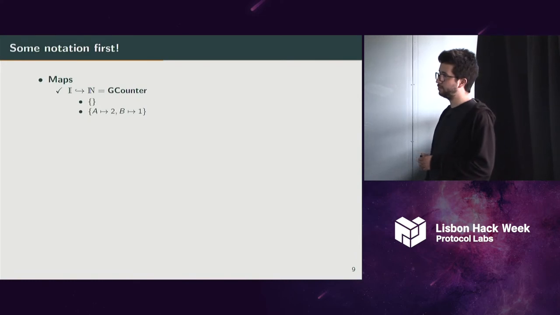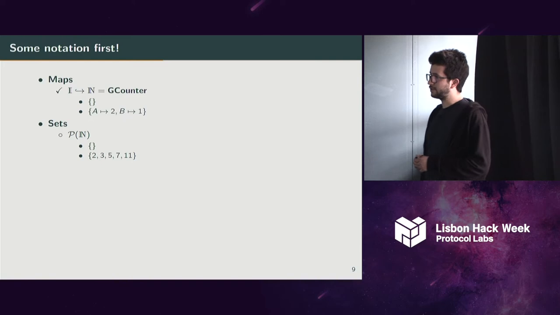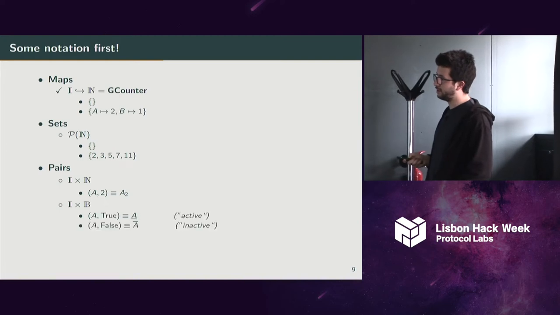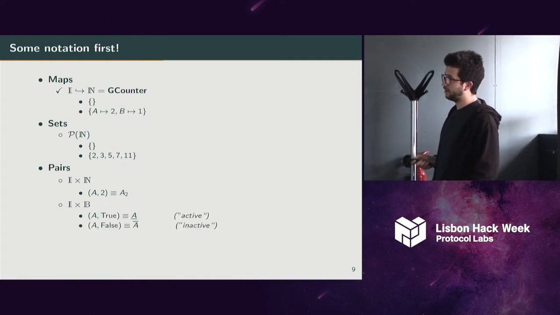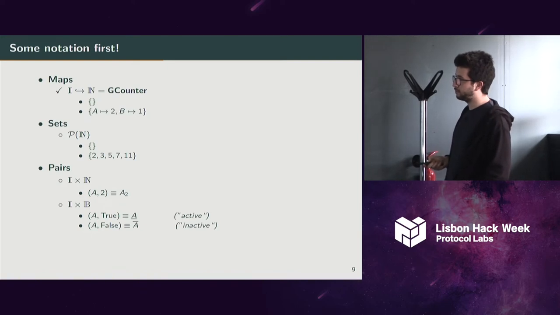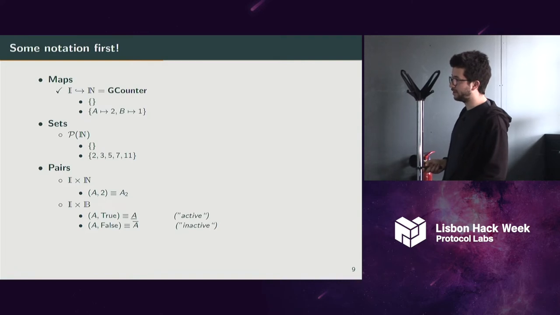Okay, so we've seen notation for maps. For sets, it's similar, and so I'll use these. So what's this I? This I is replica identifiers. And in the grow-only counter we saw before, we're mapping replica identifiers to natural numbers. Here in this pair, I have a replica identifier and a natural number, and I'll just represent it like that. And if I have a Boolean, we go from true to false. That means going from underline to overline. You can think of it as active to inactive, so it's like an entry that goes from active to inactive.